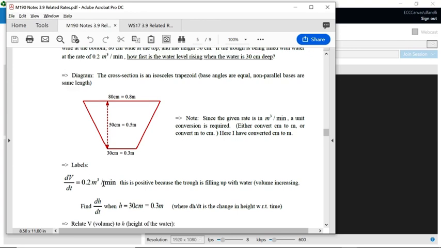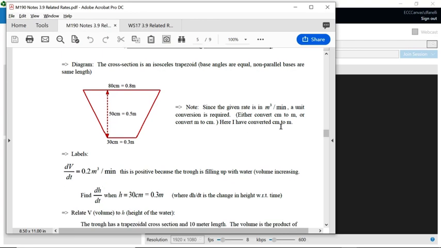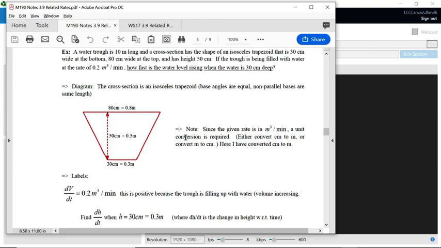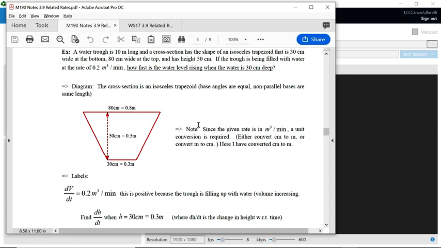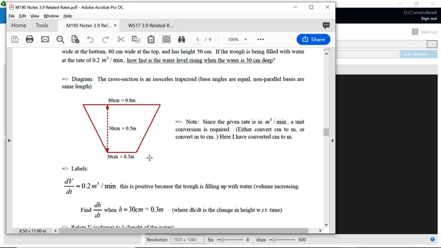Okay, so here I've converted centimeters into meters. So I've changed the 80 centimeters into 0.8 meters, 50 centimeters is 0.5 meters, and 30 centimeters is 0.3 meters as well. So the height that we're going to evaluate this at will be at 0.3 meters as well. We're asked to find how fast the water level is rising. That is the change in the height of the water with respect to time. So we're asked to find dH/dt at the time when the height is 0.3 meters.